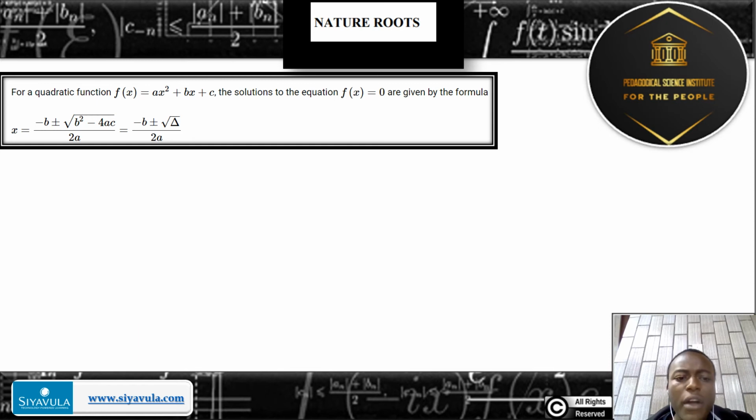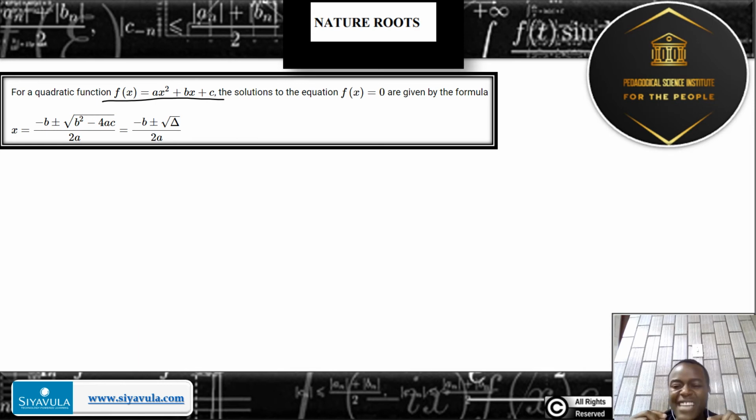So it says for a quadratic function f of x is equal to ax squared plus bx plus c, the solutions of the equation f of x is equal to 0. If we say f of x equals 0, we are going to solve for x. So we call those the roots of f of x, because we are saying f of x equals 0.